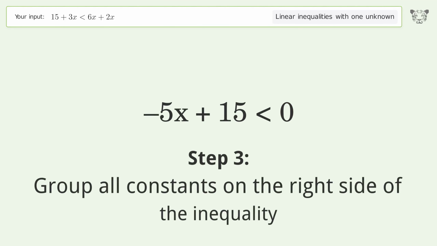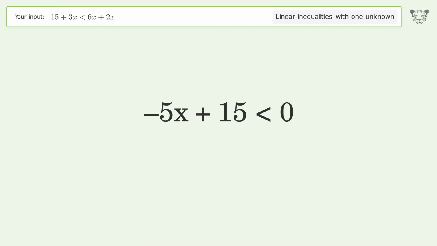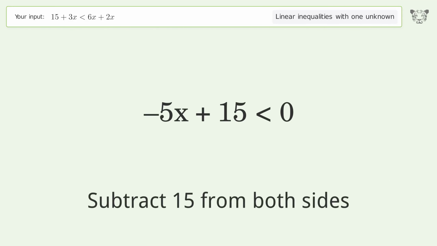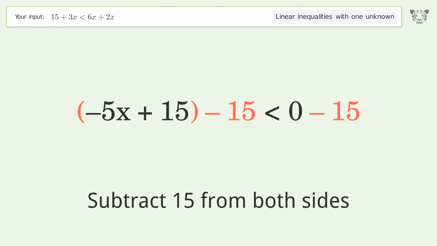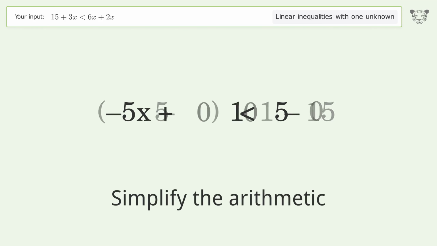Group all constants on the right side of the inequality. Subtract 15 from both sides. Simplify the arithmetic.